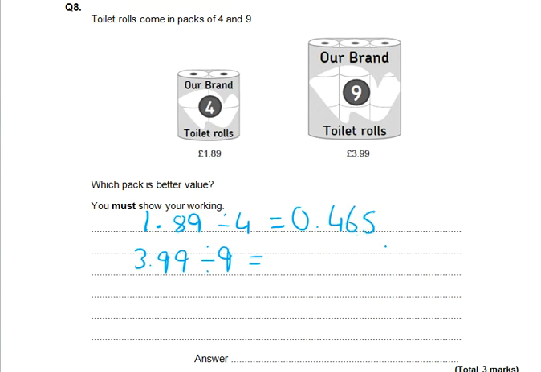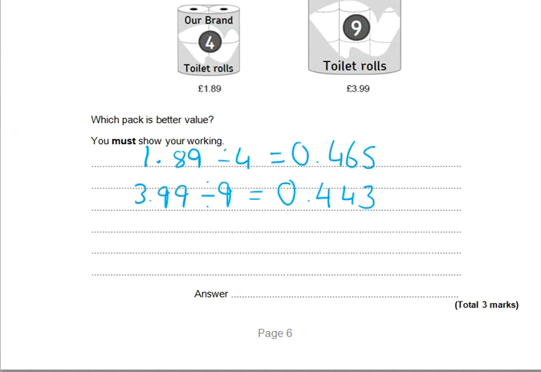And if I put 3.99 divided by 9, I get 0.443. So the 9 pack works out better value because it's cheaper. So we end up getting that the 44p compared to 46p or 47p, so therefore the pack of 9.